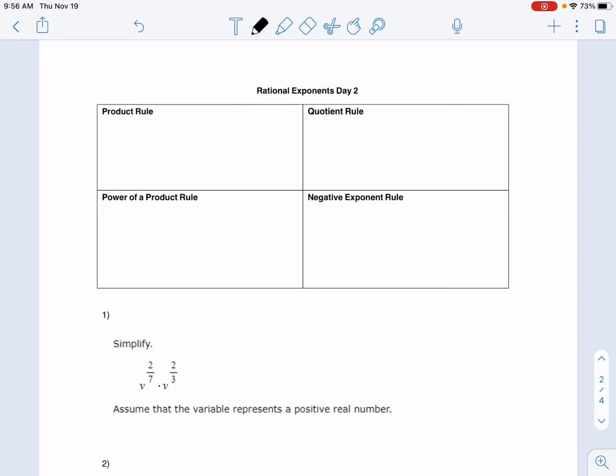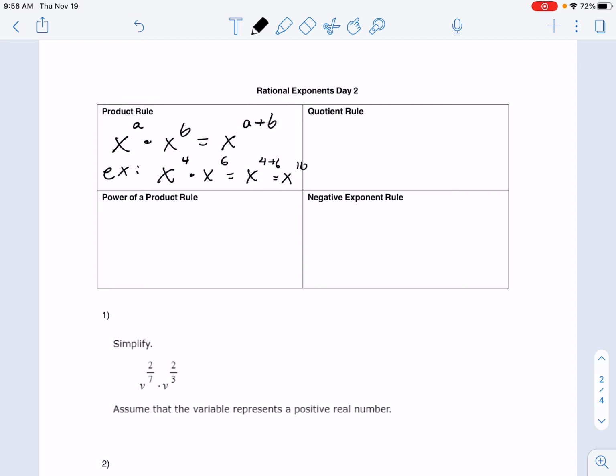Okay, so our product rule of exponents is x to the a times x to the b. When we multiply exponents that have the same base, we add the exponents. So that's going to be x to the a plus b. So for example, x to the fourth times x to the sixth power is x to the 4 plus 6, or x to the 10th power.